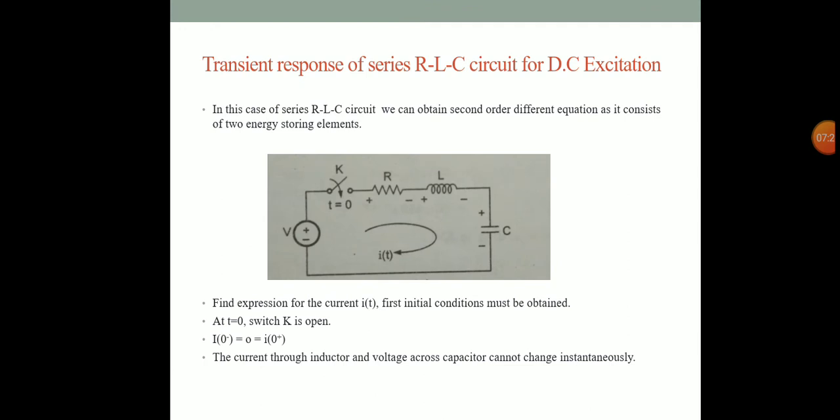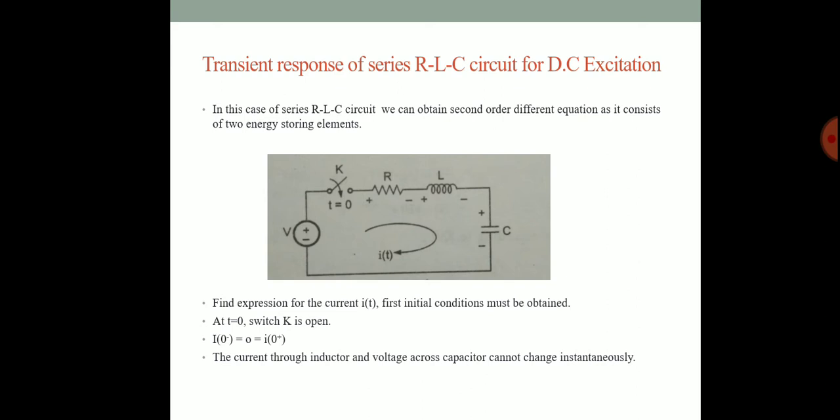Now the transient response of the series RLC circuit for DC excitation. Already we have discussed the RL and RC circuits. In both circuits there is only one energy storing element present: the inductor in the series RL circuit, and the capacitor in the series RC circuit. By applying KVL to such circuits, we obtain a first order differential equation during analysis. So the order of the differential equation is decided by the number of energy storing elements in the circuit.